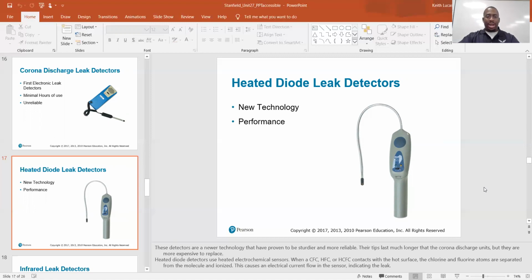So these detectors are a new technology that have proven to be sturdier and more reliable. Their tips last much longer than the Corona discharge units, but they are more expensive to replace. Heated diode detectors use heated electrochemical sensors. When a CFC, HFC, or HCFC contacts the hot surface, chlorine and fluorine atoms are separated from the molecule and ionized. This causes an electrical current to flow in the sensor, indicating a leak.